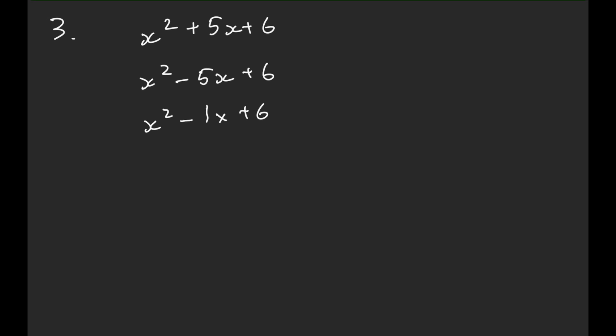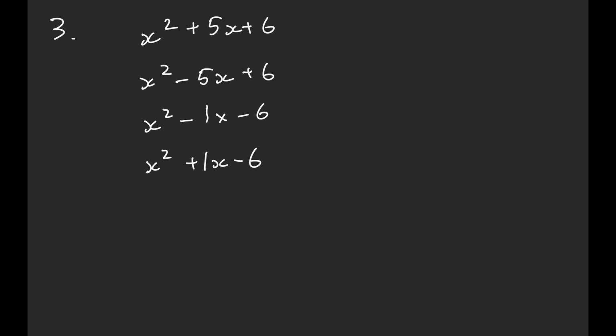Another thing to quickly notice is the signs of the last term. So in a quadratic, there will be 4 formats. There will be something like x squared plus 5x plus 6, x squared minus 5x plus 6, x squared minus 1x minus 6, and x squared plus 1x minus 6. Oh, wait, sorry. This should be a minus as well.